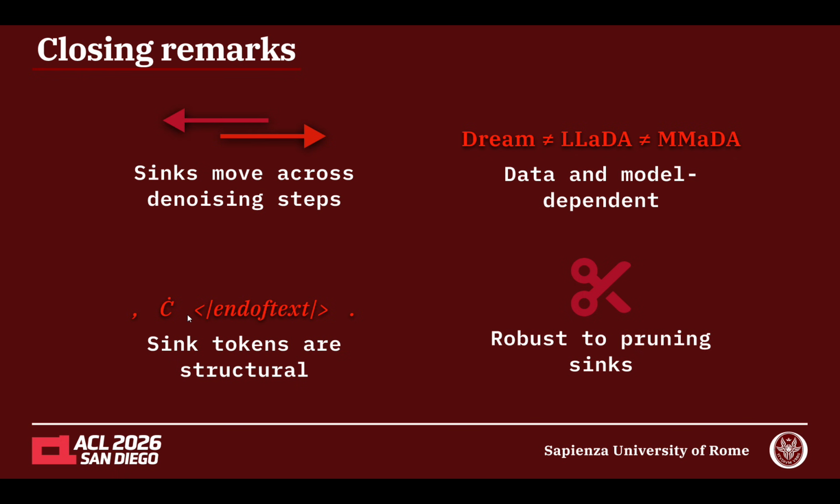Also, sink tokens are mainly structural, so they are not important for generation in the sense that they do not contain valuable information. And the models are robust to pruning these sinks, which means that one can discard them without a big loss in generation quality.